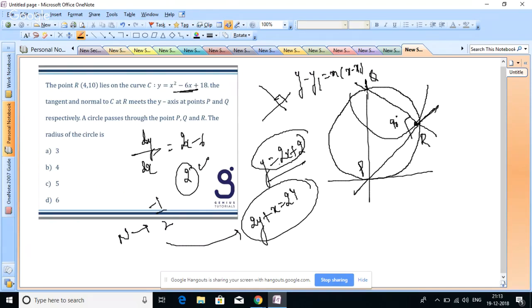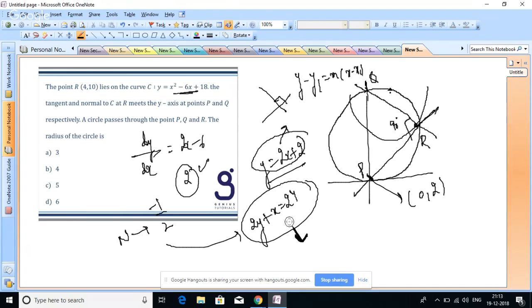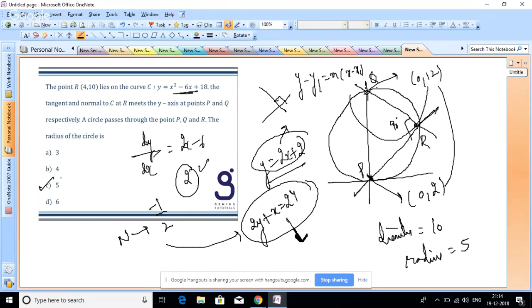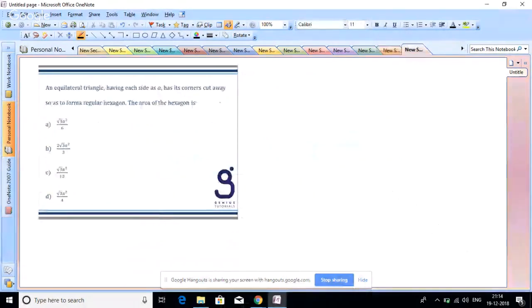This is the equation of the tangent. To find this point, substitute x is equal to 0, so this point will be (0, 2). Substitute x equal to 0 in the normal, and you will get Q, which will be (0, 12). So can you tell me the length of PQ? The difference of these y coordinates, that means 10. So this will be the diameter of this circle, and the radius would be half of this, that means 5. So option C is your correct answer. Let's move on to the next question.